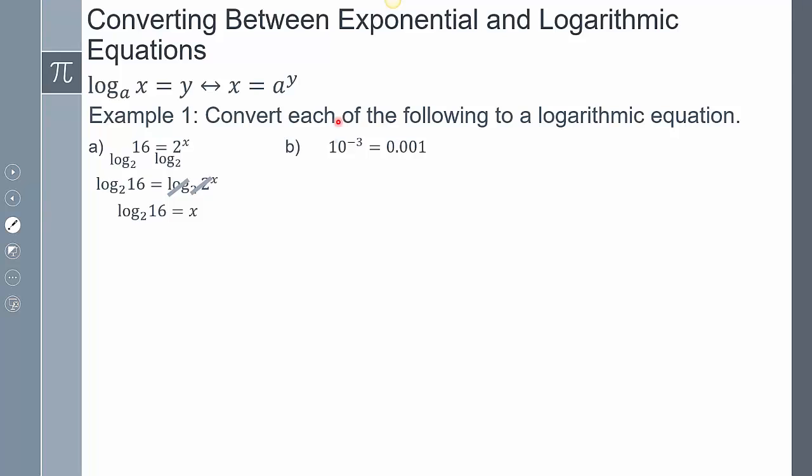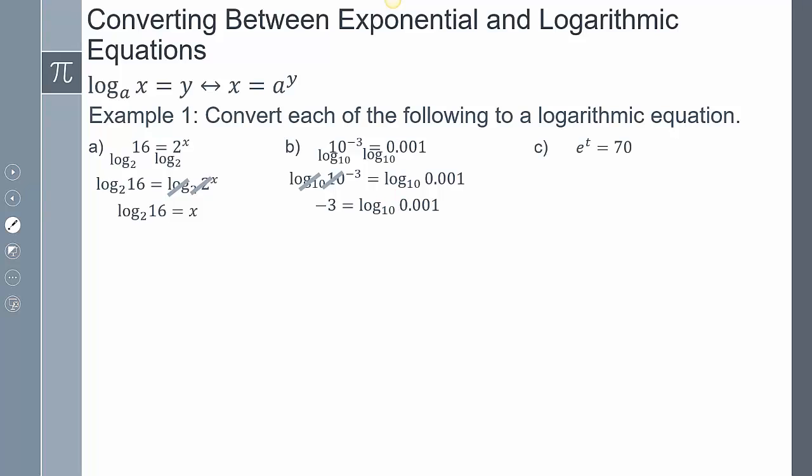For this next one, this is my base with the exponent, so I can take log base 10 to both sides. And so this becomes log base 10 of 10 to the negative third, and this becomes log base 10 of 0.001. The log base 10 and the 10 cancel out, and so I get negative 3 equals log base 10 of 0.001. Now it's in logarithmic form.